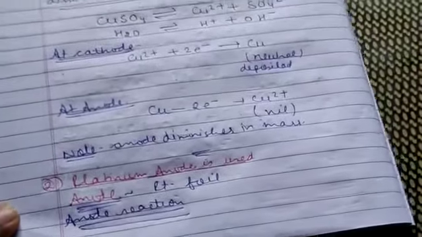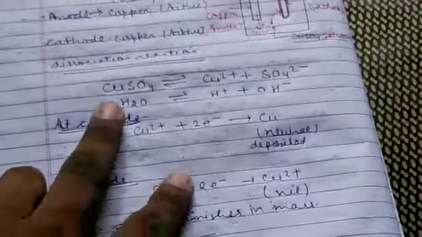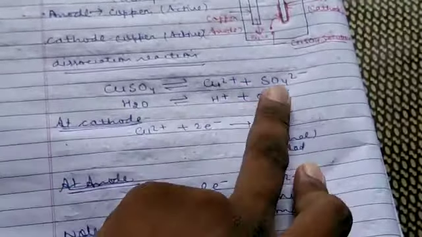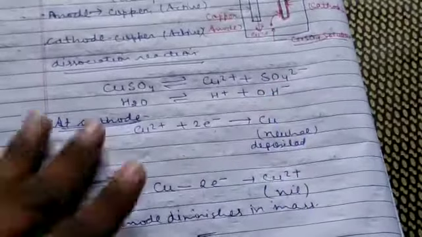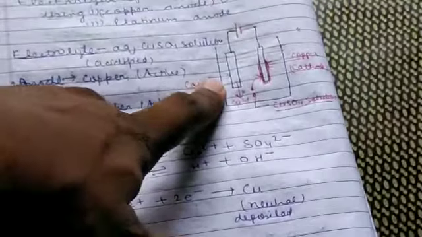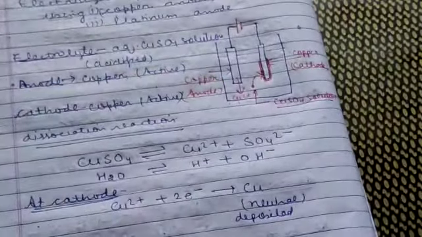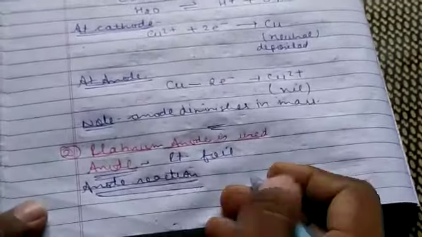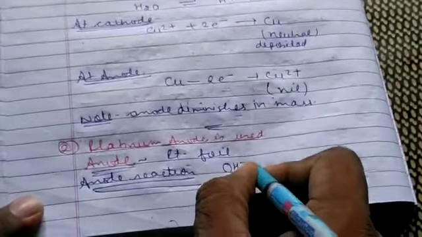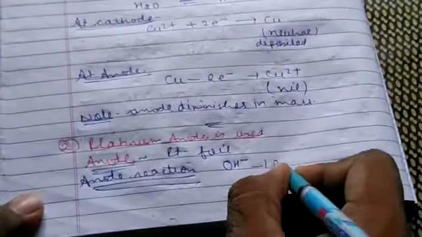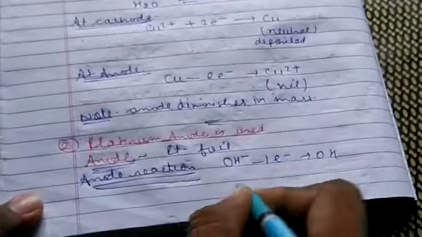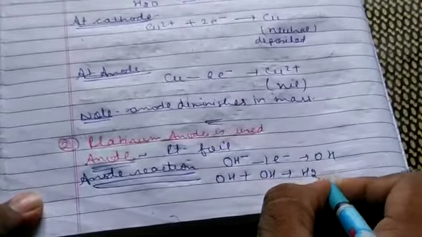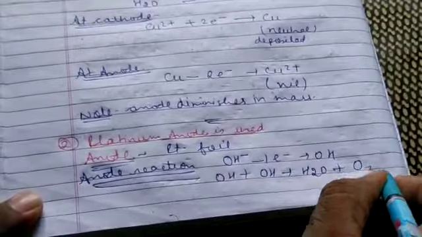At anode, anions will migrate. As you can see in the dissociation reaction, the anions are sulfate and OH ion. Both are anions. Both will migrate towards the anode here. But which will discharge first? The one which is lower in the electrochemical series of anions, which is the hydroxyl ion. Hydroxyl ion will migrate to the anode, lose 1 electron to form OH. 2 OH groups combine to form water molecule and oxygen.